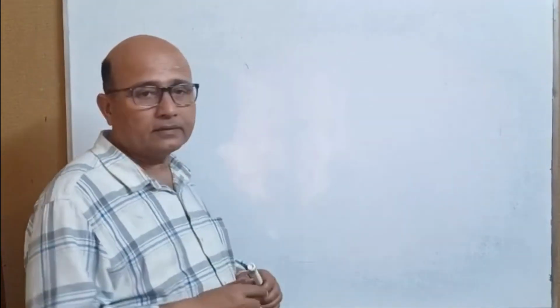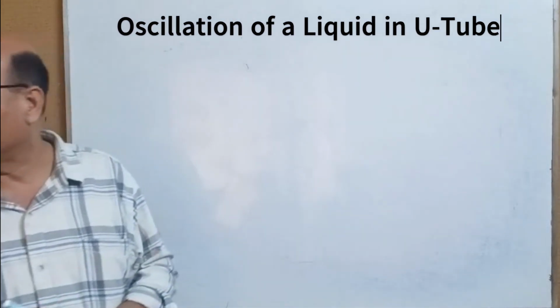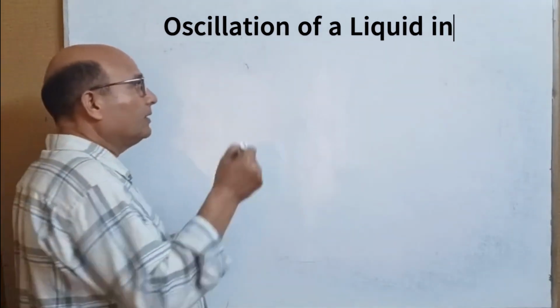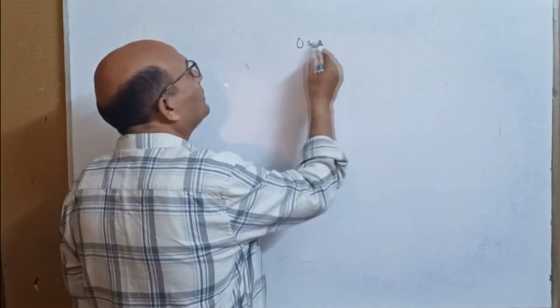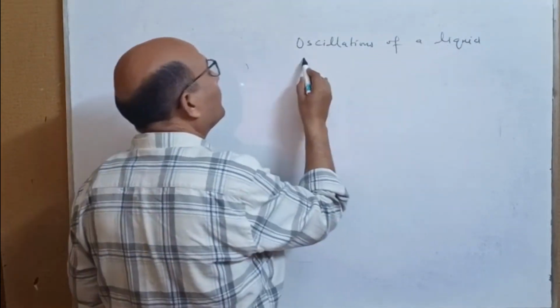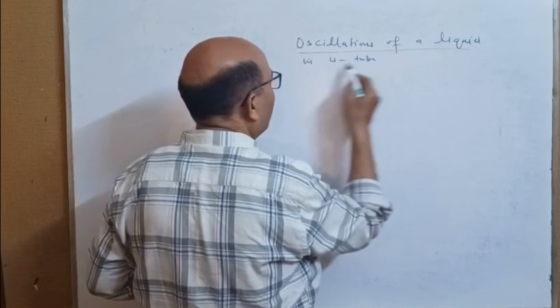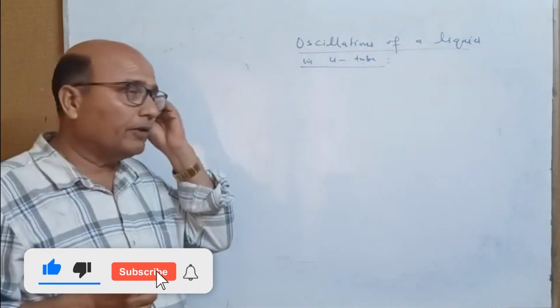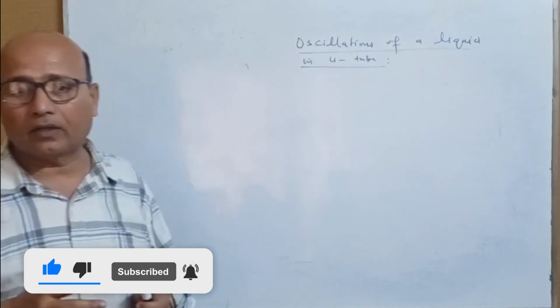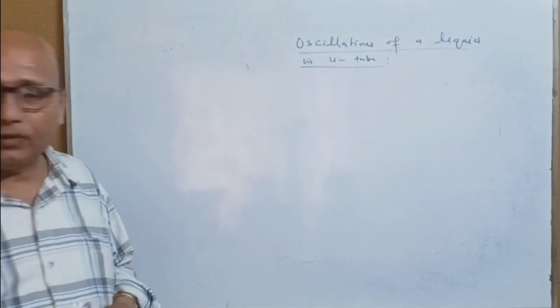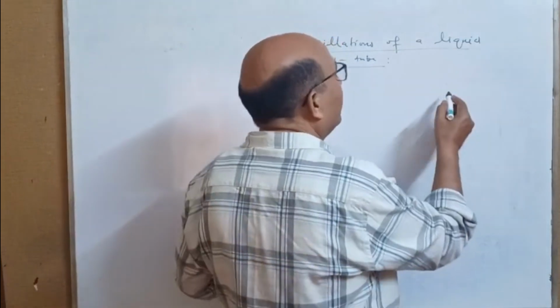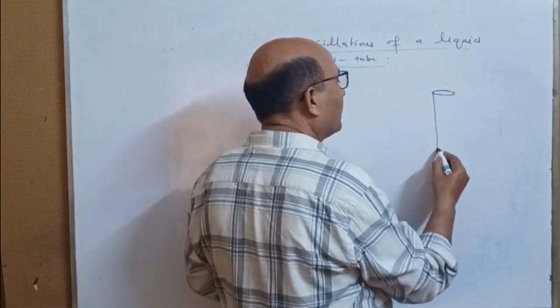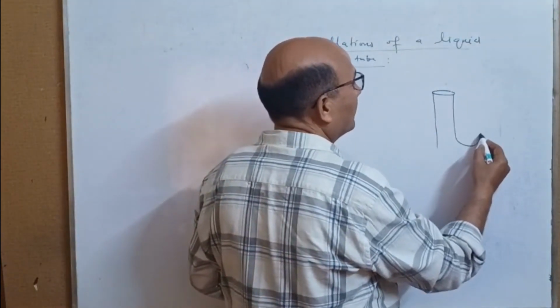Today's topic is oscillations of a liquid in a U-tube. It means basically when fluid is contained in a U-tube, but that U-tube should be of a uniform cross-sectional area. That means the tube which you are taking for the experiment should have a uniform area of cross-section. That should be kept in mind.